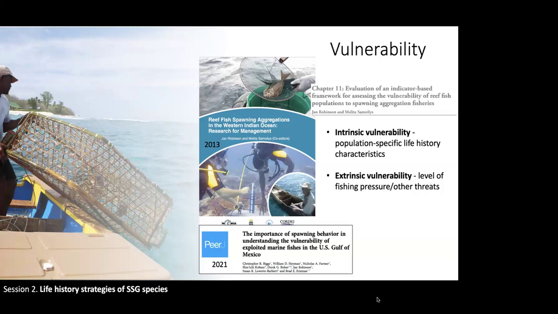I also flag a recent paper using a similar approach in the Gulf of Mexico, led by Biggs with Will Heyman and Jan Robinson. So to assess how vulnerable a species is, and therefore in turn how resilient it might be to having its spawning aggregations fished, depends on 2 sets of vulnerability indices. The intrinsic indices, which are population-specific life history characteristics, that's what we've been talking about, and then extrinsic, which is the level of fishing that the species is subjected to, as well as other threats, such as poor management, no MPAs, etc.